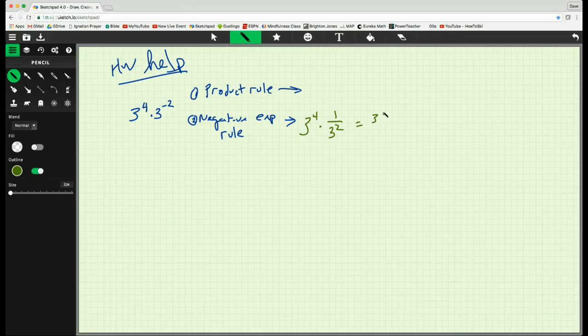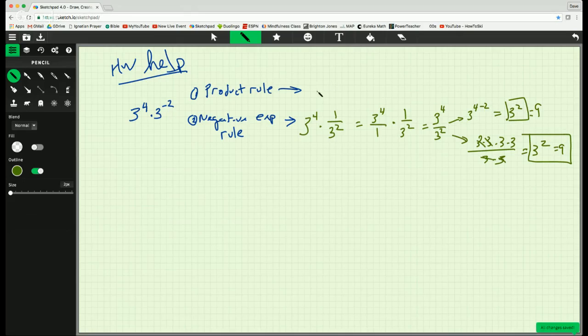So that's 3 to the 4th over 1 times 1 over 3 squared equals 3 to the 4th over 3 squared. And we can do that two ways. We can use our quotient rule, which says that's equal to 3 to the 4 minus 2 equals 3 squared. Or we can expand it like this and cancel, and we get 3 squared. Or you can just write 9, right? 3 squared is 9.